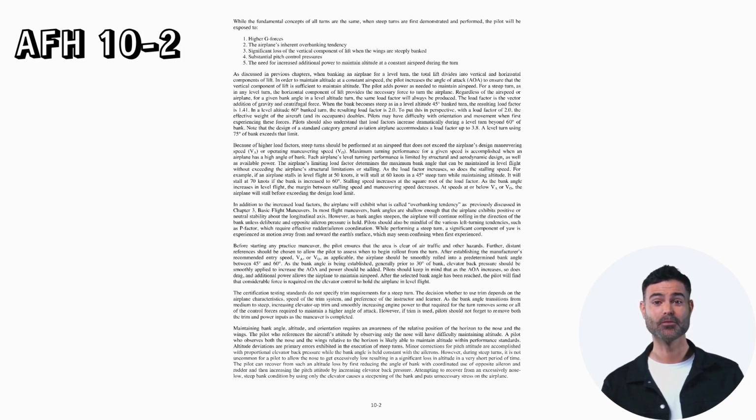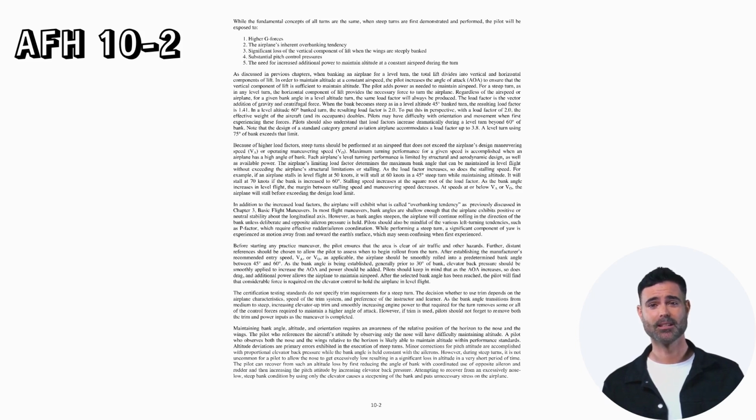As the bank angle is being established, generally prior to 30 degrees of bank, elevator back pressure should be smoothly applied to increase the AOA and power should be added. Pilots should keep in mind that as the AOA increases, so does drag, and additional power allows the airplane to maintain airspeed. After the selected bank angle has been reached, the pilot will find that considerable force is required on the elevator control to hold the airplane in level flight.